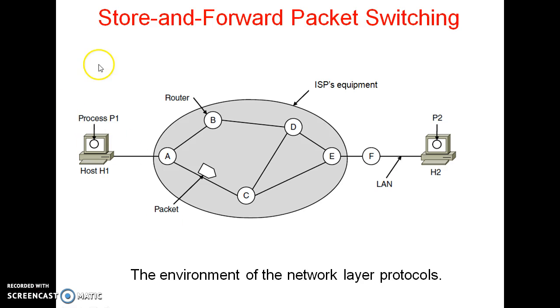Now what is store and forward packet switching? This is host 1 where the process P1 is running. This is host 2 and P2 is running. Host 1 transfers the packet to host 2. It follows the path A, B, D, E, F or A, C, E, F. The route is A, C, E, F in this case, where it is connected to the LAN. Host 1 and host 2 are here. This is the ISP equipment. This is the router connecting.